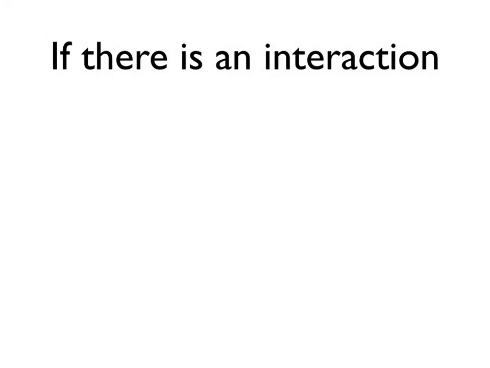So what if there are interactions? Well, first of all, there shouldn't be. But if there are, there's only one place they can go, and that's into the error term. And we don't want it there, because that makes the error term bigger, and that makes it harder for us to find significant effects.